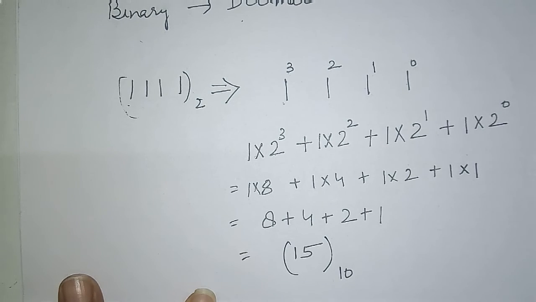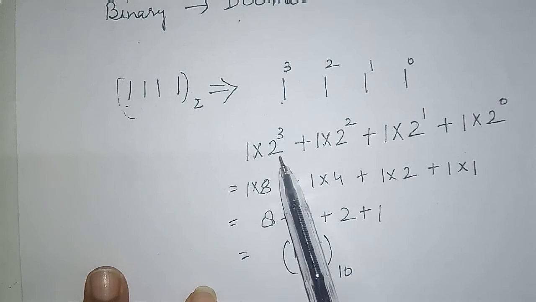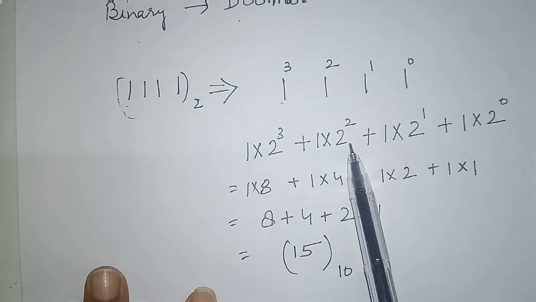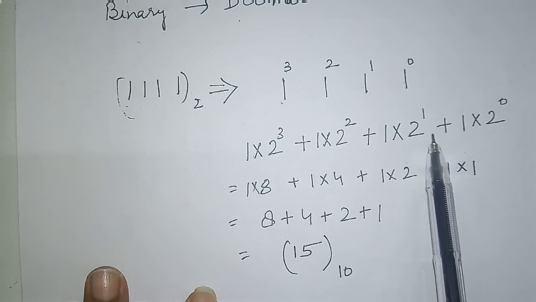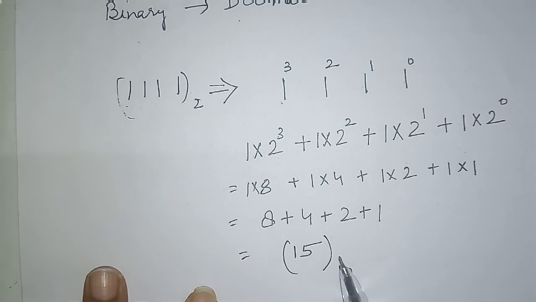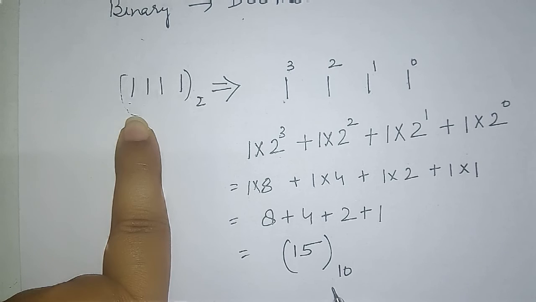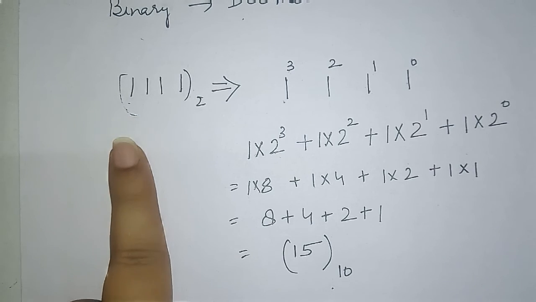So what we have done here is that we have multiplied the face value with the positional value of every digit, and then we have added all these products, and the sum is the decimal equivalent of the binary number. I hope you people have got it well. Let me explain with another example.